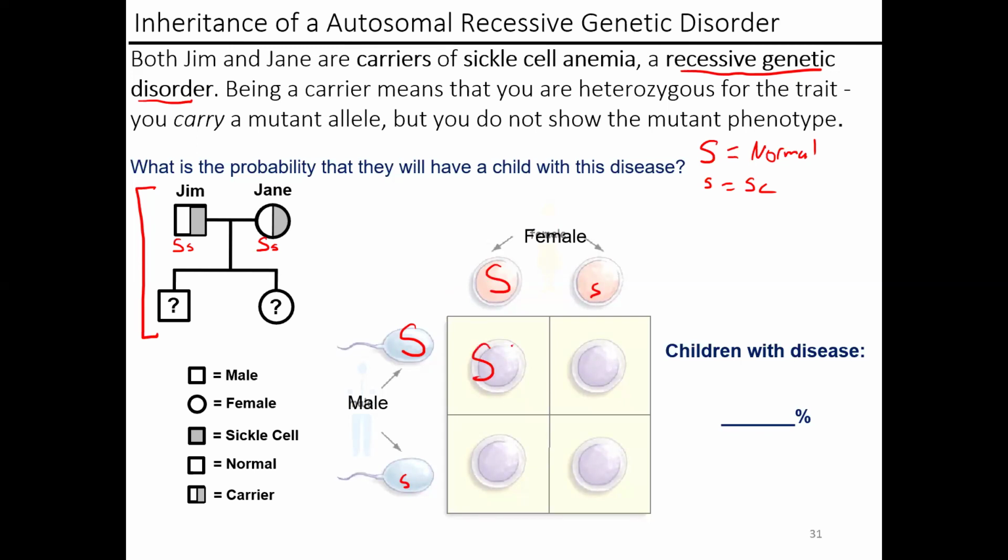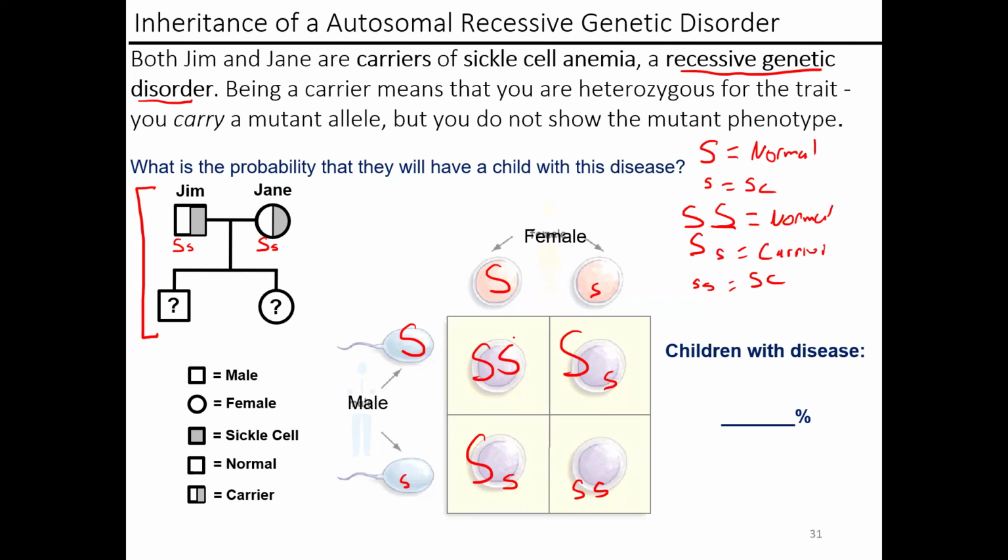So we're going to put big S, little s, and then a big S, and then little s, little s. Now remember, in order to get normal, you just need one big S, and then it doesn't matter what the second one is. If it's a big S, they're going to be fully normal. If it's big and little, they're going to be a carrier. And if it's little, then that means they're going to have sickle cell.